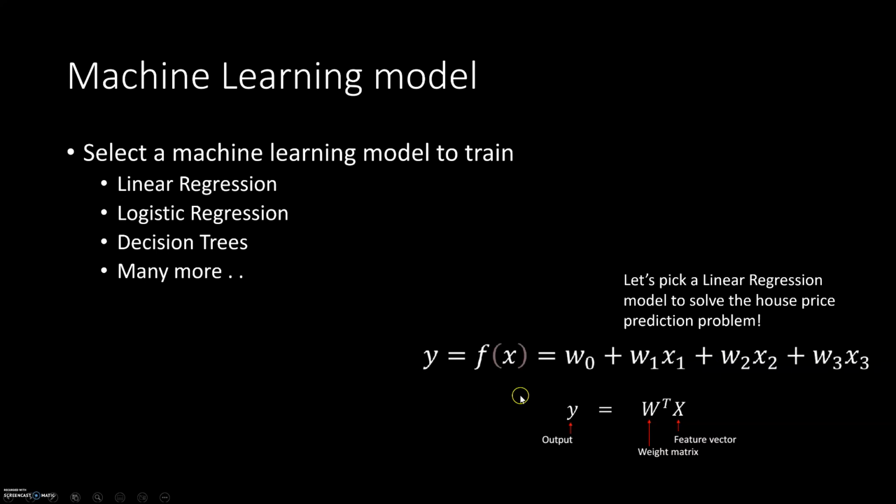So this is a linear regression model, and we can also rewrite it in the matrix form, where W is the set of all the W's and X is the set of all the inputs. So this is a linear regression model.